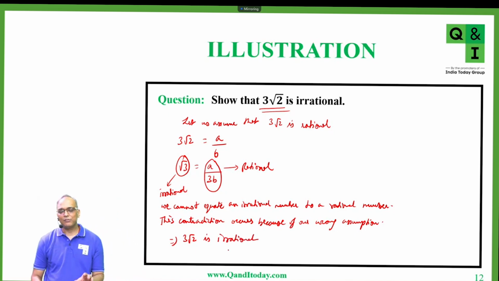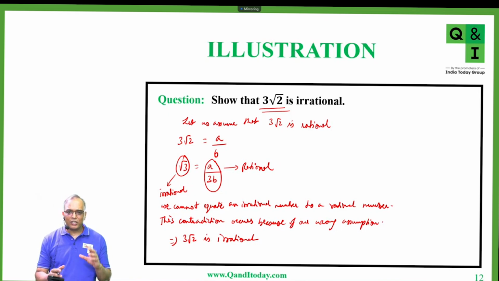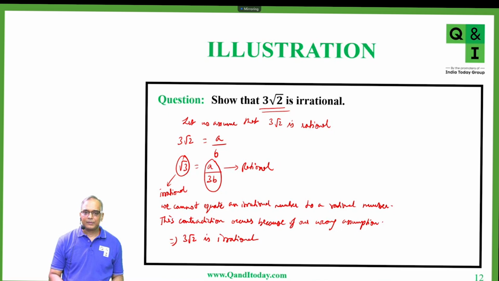The assumption was that 3 root 2 is rational, but that led to an equation where LHS is irrational and RHS is rational. So there is a contradiction here. You cannot equate a rational with an irrational number. That contradiction occurs because we had a wrong assumption that 3 root 2 is rational. So that means 3 root 2 has to be irrational. Is it clear? Yes, sir. Clear, sir. Okay.